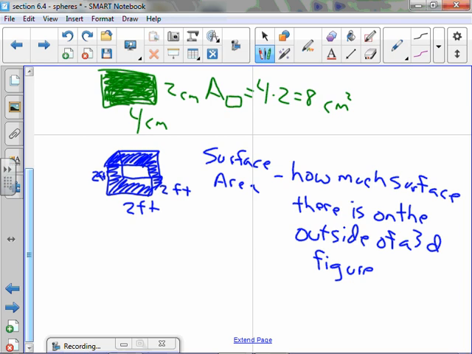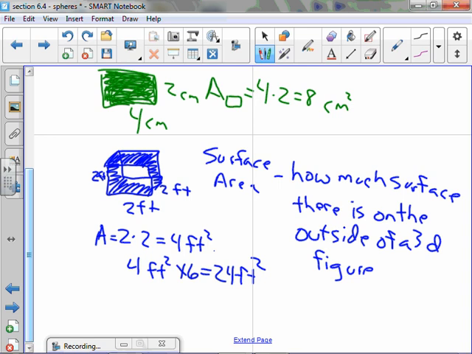Okay? So that's surface area of a cube, which we did not talk about. But to find that, we would just find the surface area of each side. They're all the same. Okay? So the area of one side would be 2 feet times 2 feet, which equals 4 square feet. Now that's the area of one side, but to find the surface area, there are 6 sides, so I would have to multiply 4 square feet by 6, and I would get that the surface area of this cube is 24 feet.